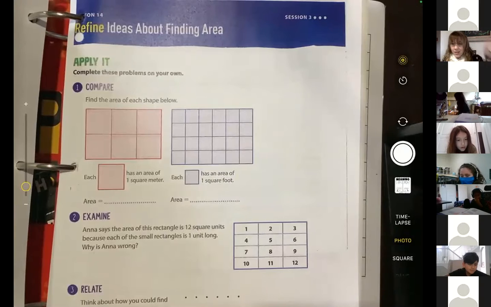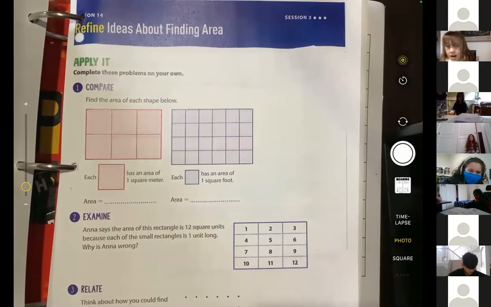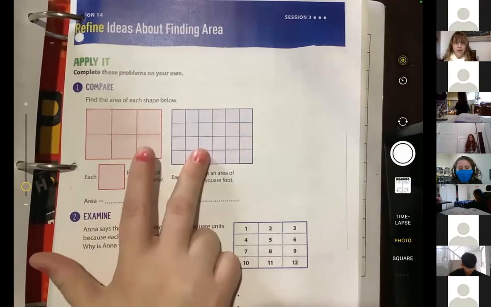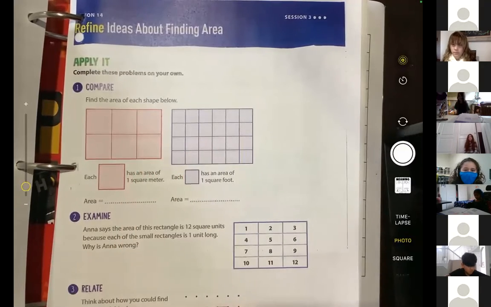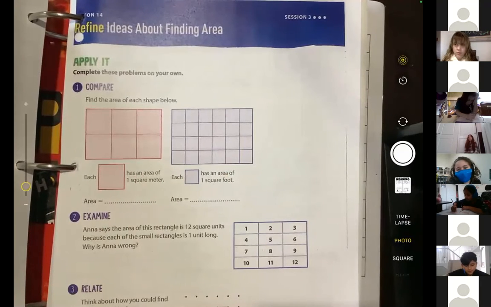So, hearing that review, knowing those are your two options right now, I want you guys to find the area of these two shapes. Don't share an answer yet. Just go ahead and try and find the area. I want to see how you guys do.